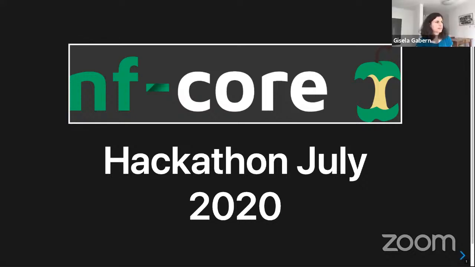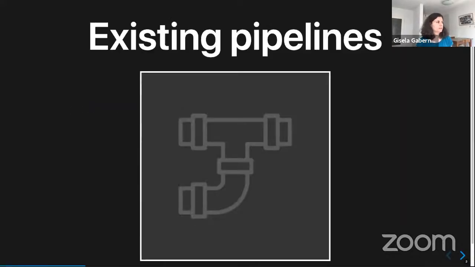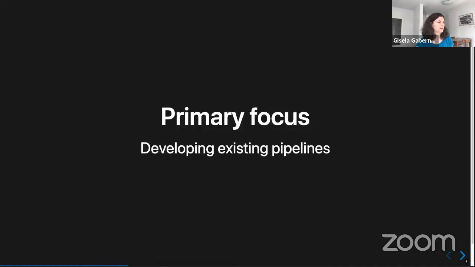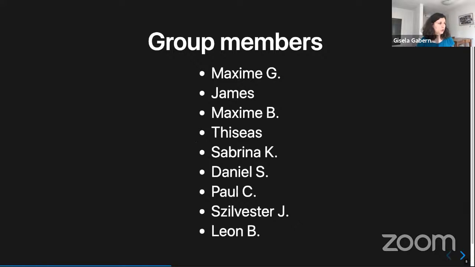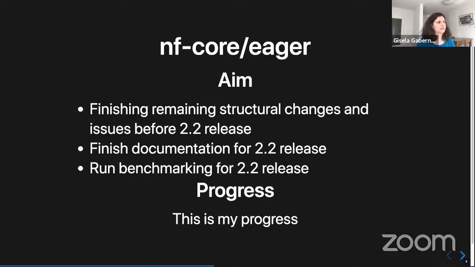All right, so this is the next hackathon project team, which consisted of developing existing nf-core pipelines. And the group members are collected in this slide. They were working on many different pipelines, so maybe they can also jump in themselves and explain the projects they were working on. So first of all, we have nf-core/eager. Somebody willing to present this one?